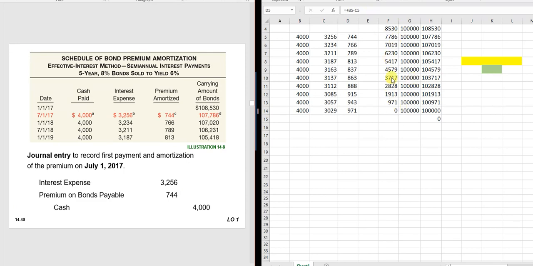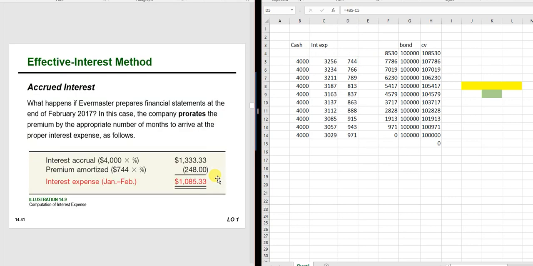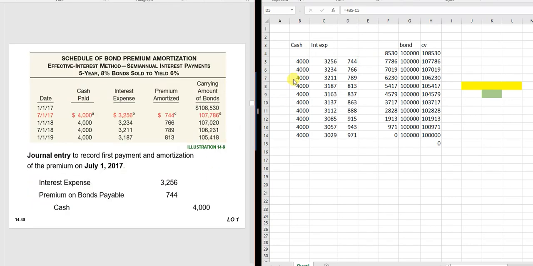And notice my carrying value is always moving towards face. In the discount case, the carrying value was lower and increasing to face. In this one, the carrying value is higher and decreasing to face, because basically these two are added and I'm always adding a smaller and smaller number. So the journal entry is cash, interest expense, premium or discount. In this case, it's a premium. You can do your next payment, which will be cash, interest expense, premium, and so on. And notice the carrying value, 105,418, 105,417. So I'm rounding off.